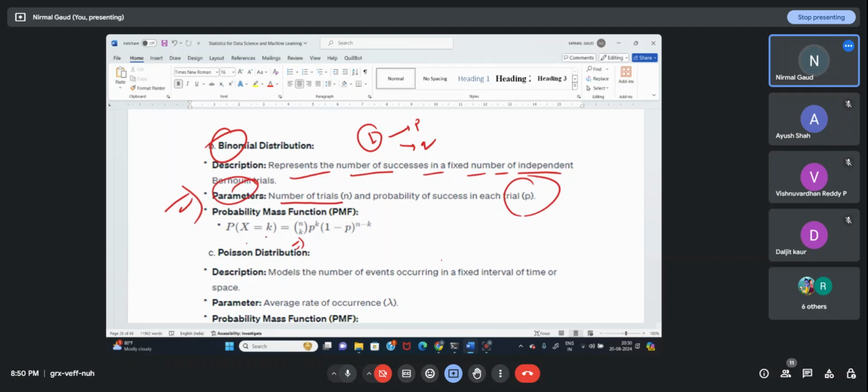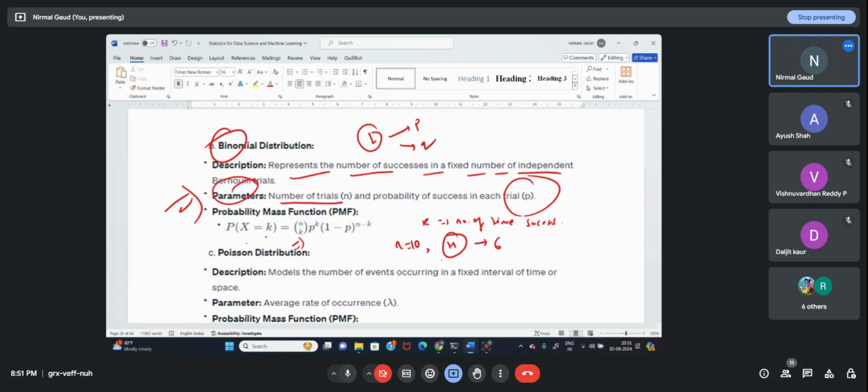With respect to the binomial distribution, you can write P(X = k), where X = k means the number of times success came. For example, you tossed the coin 10 times, and you are saying that head is my success. You have to define your success also. Say 6 times head came.